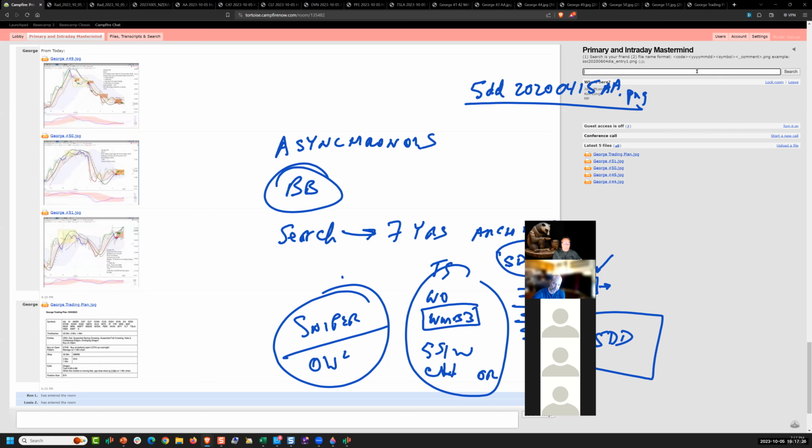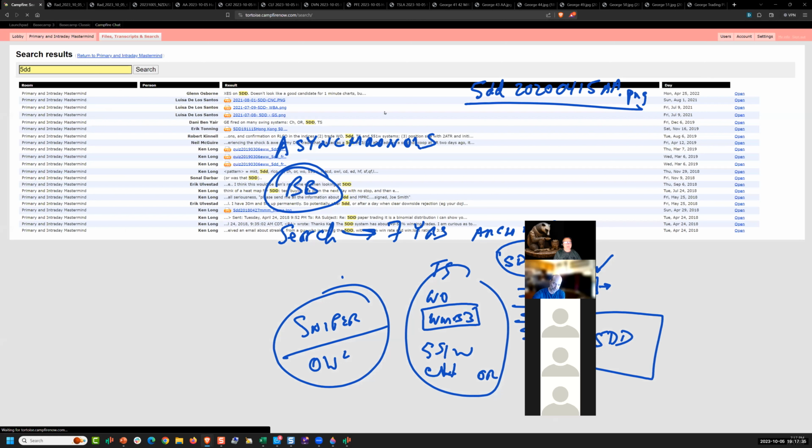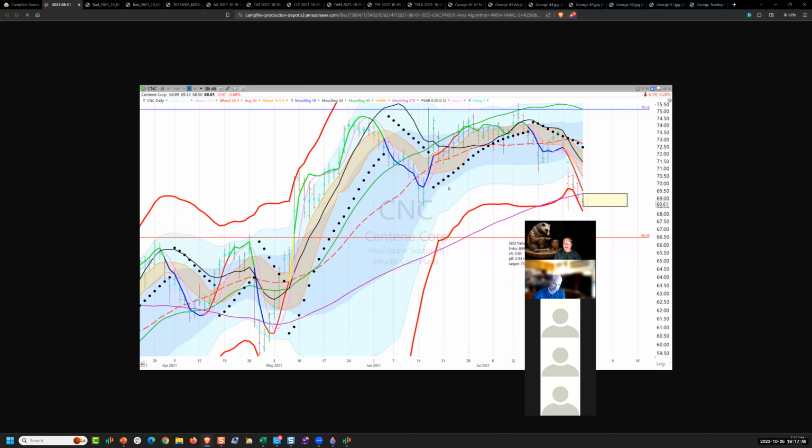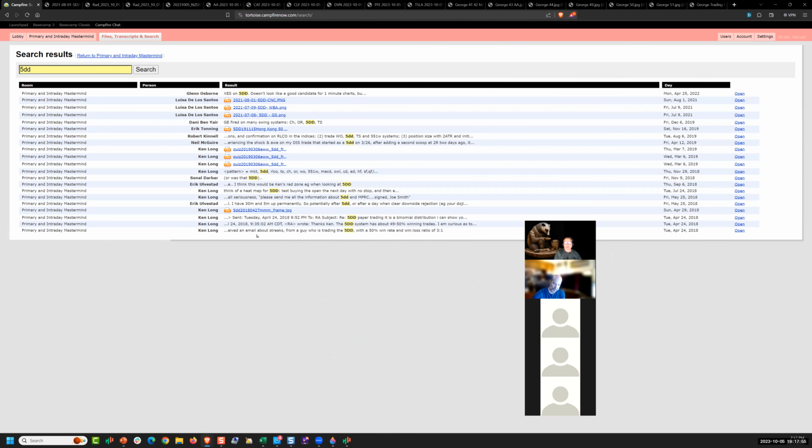So if I were to type 5DD in here, let's hope it works so I'm not embarrassed. There's all of them. Every one of these that has a little button on it will open up and give you a 5DD setup frame. And the same thing with all of the other patterns. So there's a good reason to have a standard nomenclature.